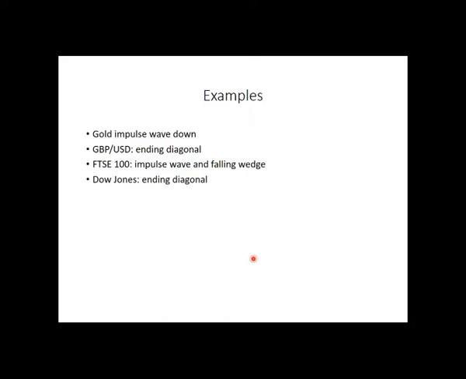Now we are going to look at some examples on gold, cable, FTSE 100, and Dow Jones. And for each market I've selected a pattern. For example, gold is an impulse wave down, cable an ending diagonal, FTSE 100 an impulse wave and falling wedge, and Dow Jones an ending diagonal. Those are names of patterns, Elliott Wave patterns.